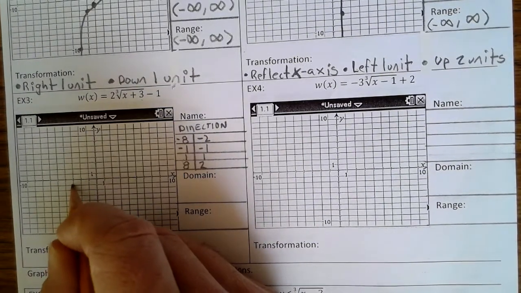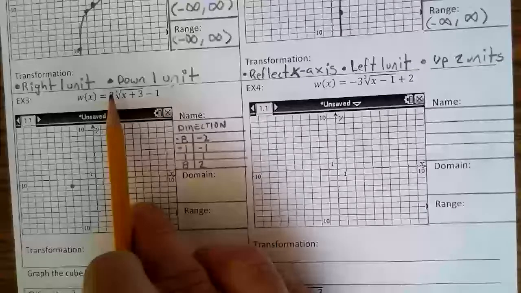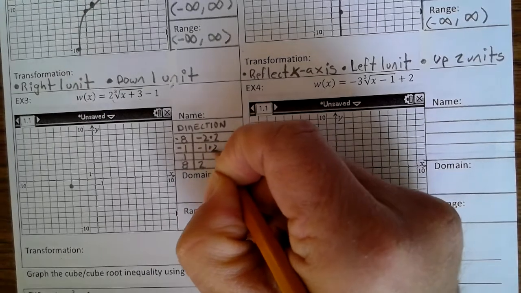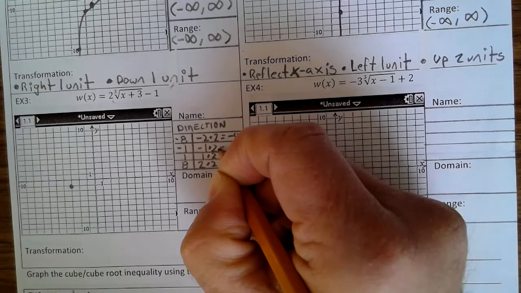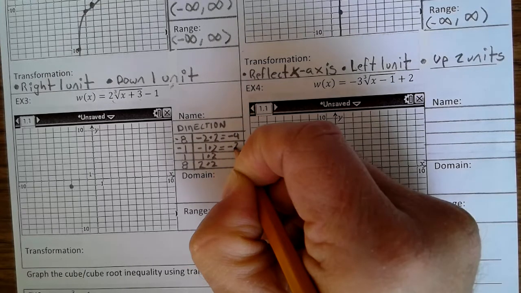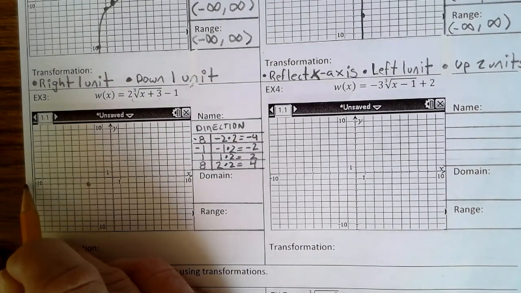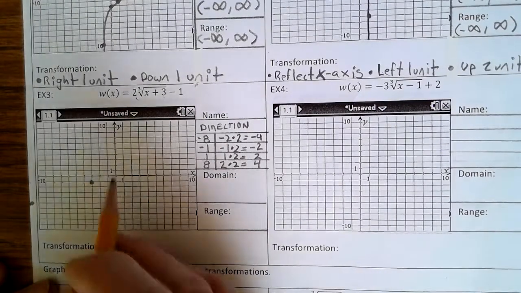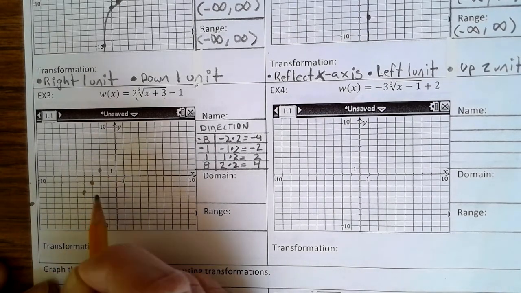Okay? But here we have to multiply the y direction by 2. So times 2. So that's negative 4, negative 2, positive 2, and positive 4. Okay? So from here we go left 1, 2, 3, 4, 5, 6, 7, 8, down 1, 2, 3, 4, so right here. Okay? Then we go left 1, down 2. Right 1, up 2, and then right 1, 2, 3, 4, 5, 6, 7, 8, 1, 2, 3, 4.